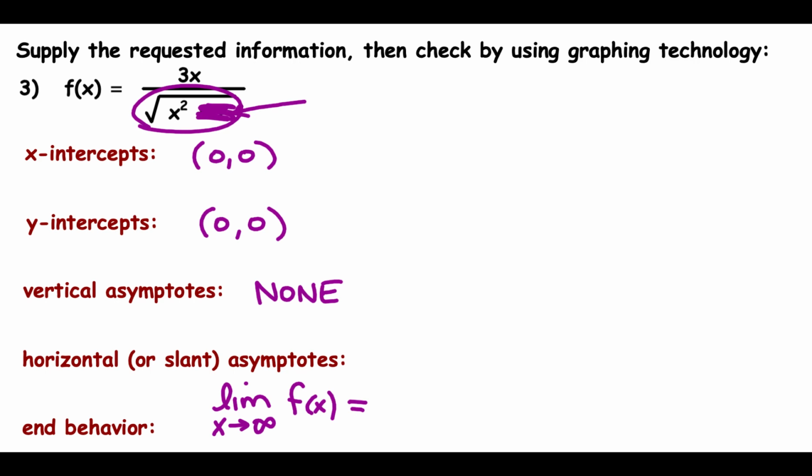And then you have 3x over the square root of x squared. That's just x. And that's going to end up being 3, which is exactly where this is going to head. So that's the end behavior to the right.